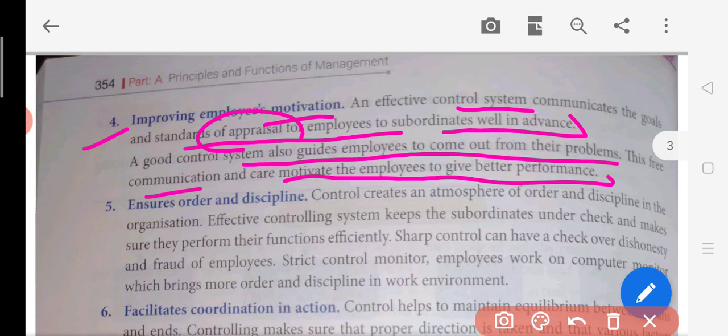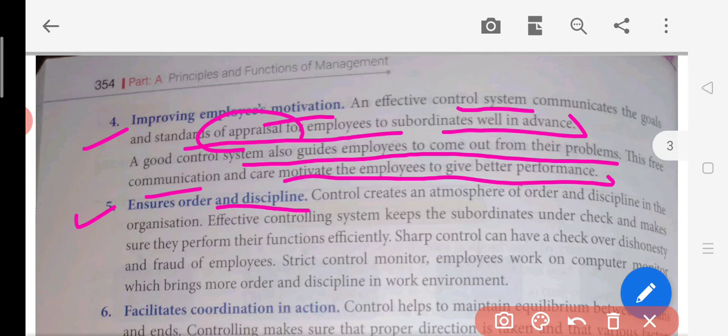So it always motivates him, because when controlling is done, everything is checked, the data is checked on how the employee is working. This is how we can improve the employees, and they will feel motivated that somebody is checking their work at least.